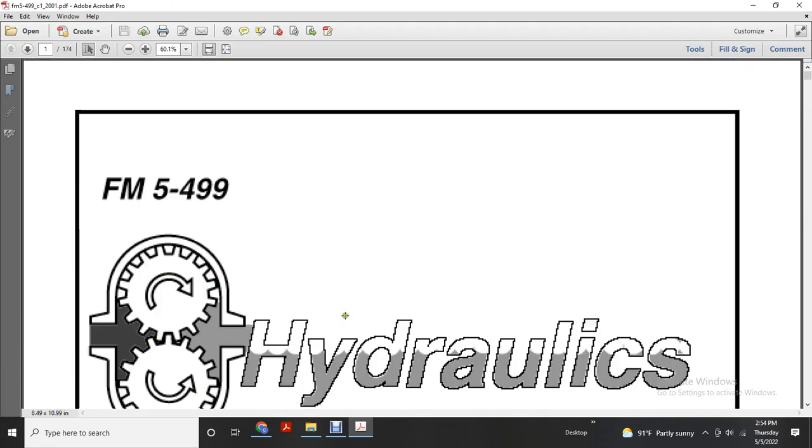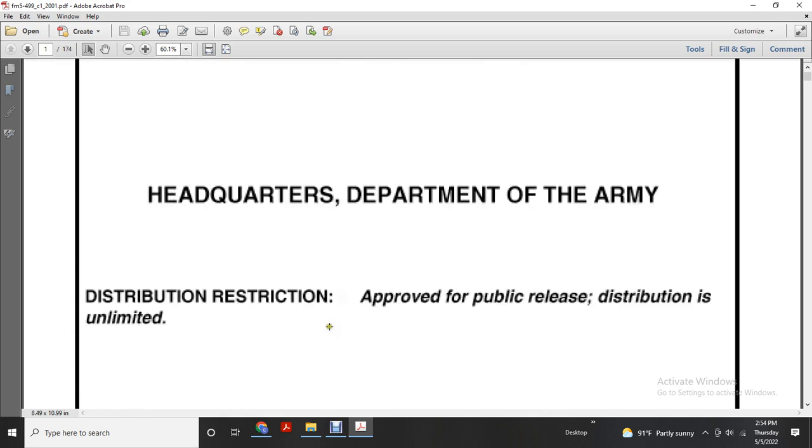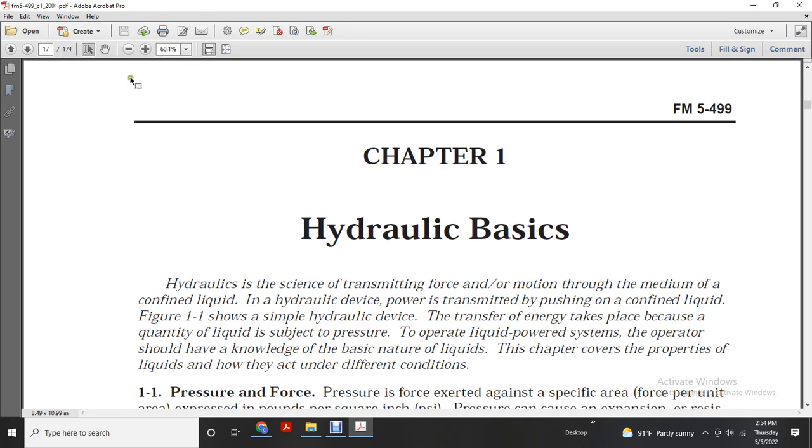Field Manual 5-499, Hydraulics. Headquarters, Department of the Army. Distribution restricted; approved for public release, distribution is unlimited. Chapter 1.